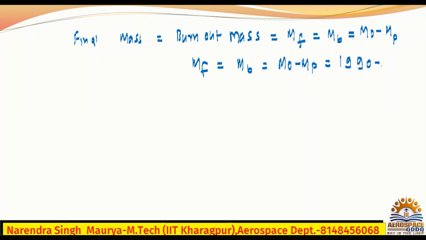What is the initial mass you have written? 1990 minus what is the MP? It is nothing but 1640. So this is the mass that will be left after you have burned the complete portion of the propellant. 1990 minus that propellant mass 1640 is 350.